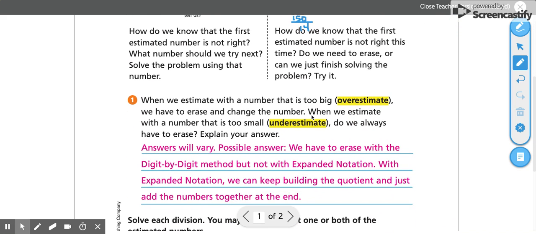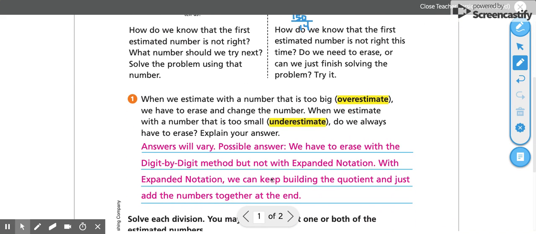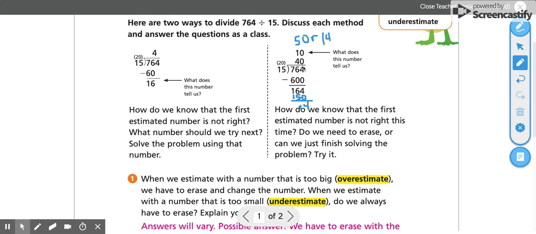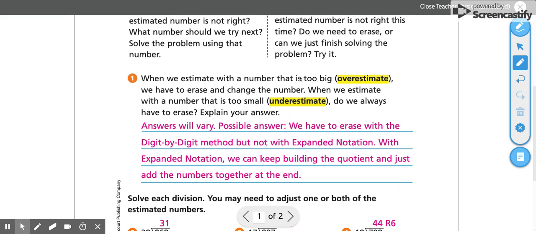So let's read this together. And this I know is the answer, but I think it's important for us to understand it. It says, when we estimate with a number that is too big or we overestimate, we have to erase and change the number. When we estimate with a number that's too small or we underestimate, do we always have to erase? And what we learned is that we don't. If we're doing it one digit by one digit, yeah, we're going to have to erase it. But if we use some expanded notation, so we write them as tens instead of just single digits, we're able to keep adding them on in order to keep doing it. So here's what it says. We have to erase the digit by digit method, but do not with expanded notation.